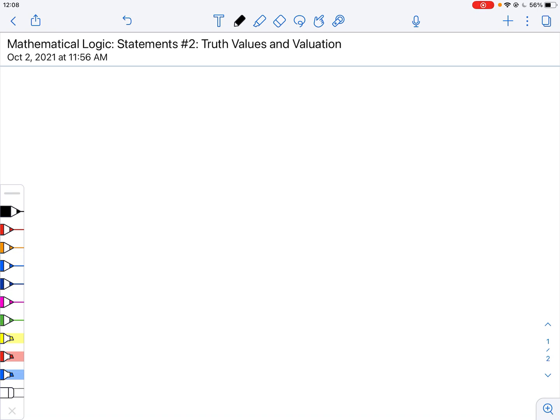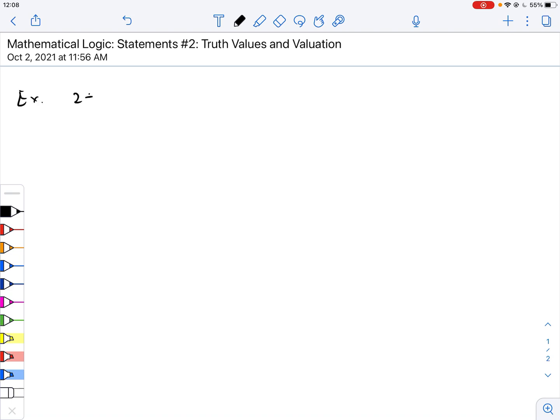So today we're going to explore the concept of statements just a little bit further with two new things called truth values and valuation. So let's get to it. So we know that there are sentences that are statements, such as, some examples.